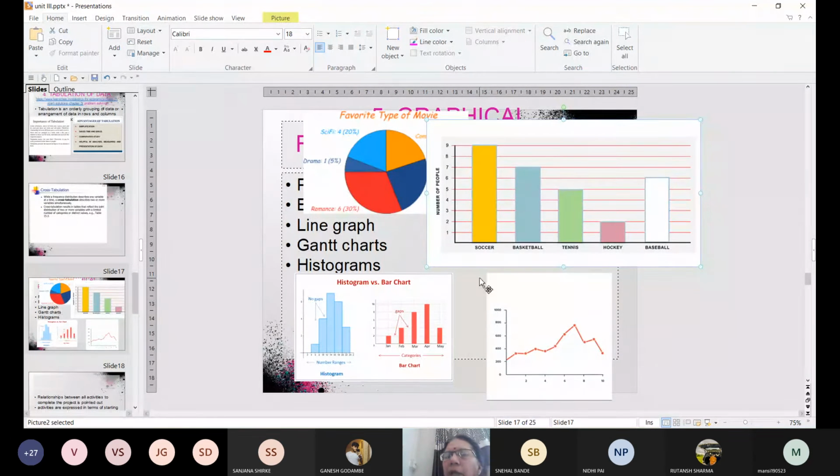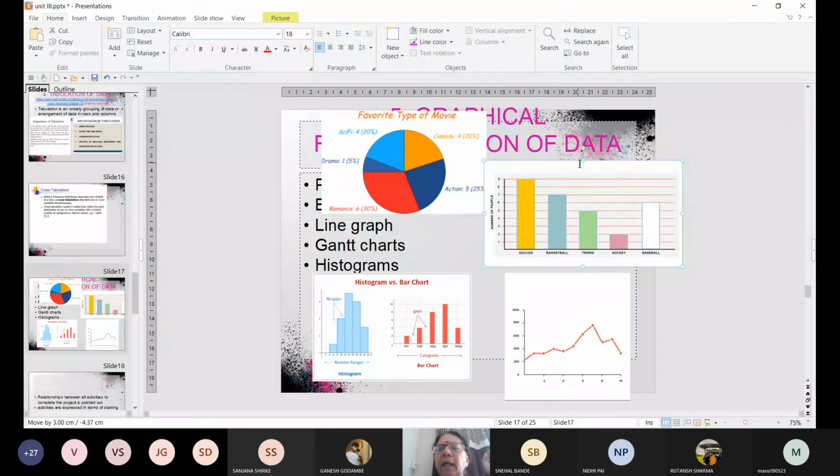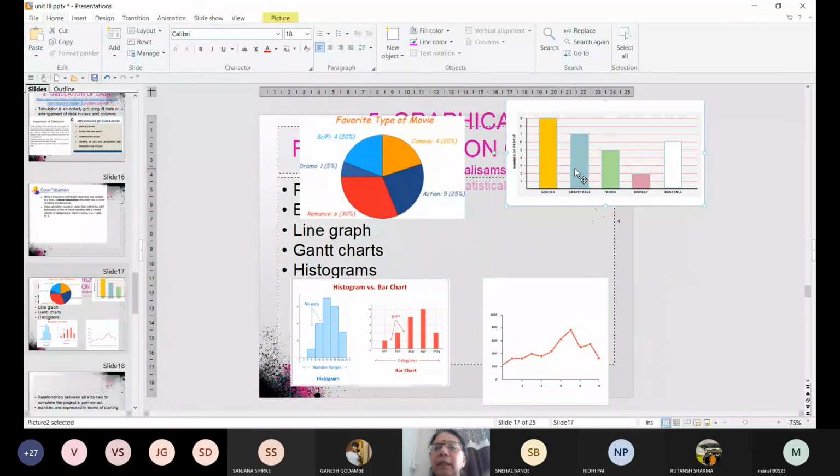हाँ, कौन सा गेम ज्यादा prefer करते हैं लोग? Can you look at the picture and tell me quickly? Soccer. हाँ, soccer. See, look at the size of the bar, है ना? उसके बाद second आएगा basketball, उसके बाद baseball, उसके बाद tennis and hockey. Very few people play. So this kind of graphical presentation of data helps you to concise the data and helps you to understand the data very quickly.